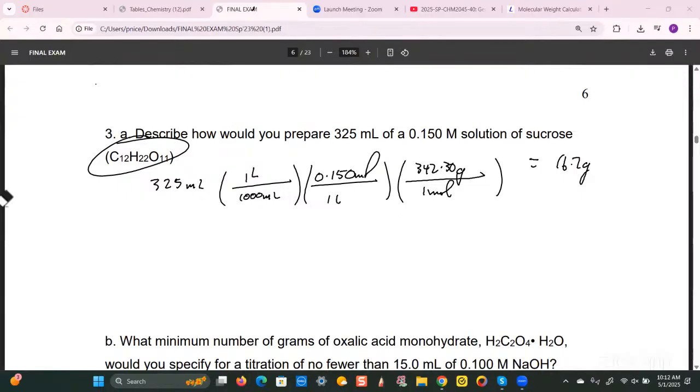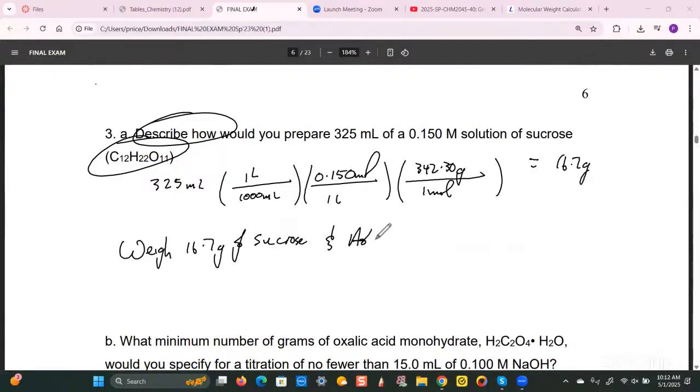Now, you need to make a statement because the question is asking for you to describe how you make a solution. So what I would say is a short statement, nothing complicated. I would say weigh 16.7 grams of the sucrose and add water to make a final volume of 325 mils. And that's it. All right. That's basically how you would do that.